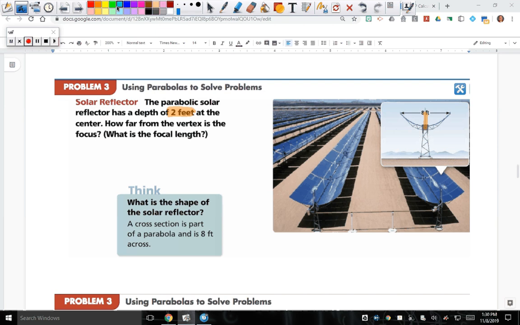Another piece of information they gave us is that it is 8 feet across, basically from, let me do this in green, from here to here is 8 feet. Straight across from the tip of each one. 8 feet. And what we want to know is how far from the vertex is the focus.